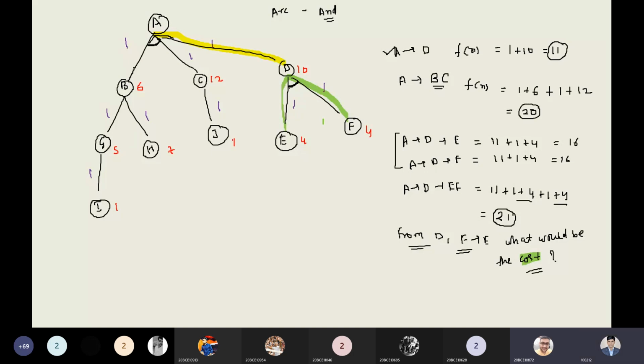It would be 11, it would be 10, it would be 20, it would be 19. I got various answers, but I need the correct answer. So think and tell me, because you have already seen it. Sir, the answer is 16. Okay, 16. So how are you getting 10, and how are you getting 11? Sir, you have to backtrack to D and then go to E. So it will be 1 plus 10, then plus 1 plus 4.